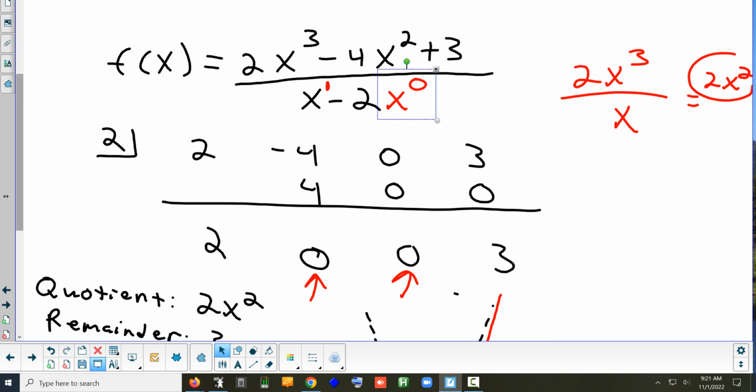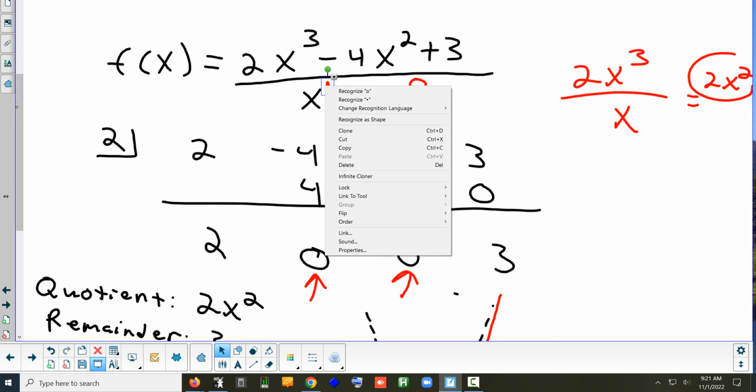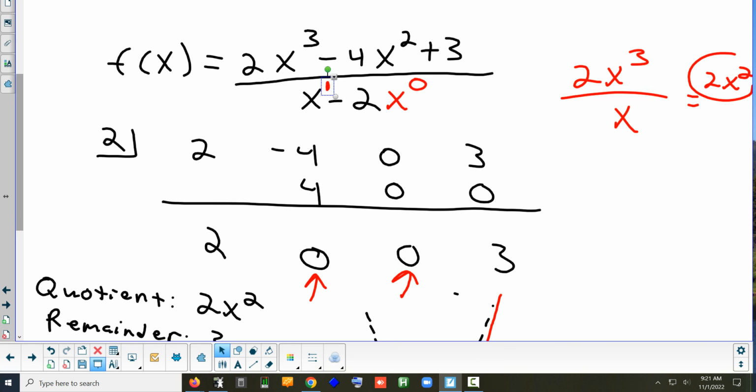So this is really 2 times 1. So the degree of a constant number is 0. The degree of the x here is the 1 that's implied as an exponent. And the degree of this top one is a 3, because there's 3. Which is why the variable is always the greatest, at least in this case, right?